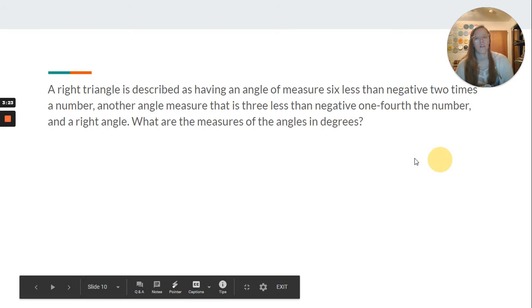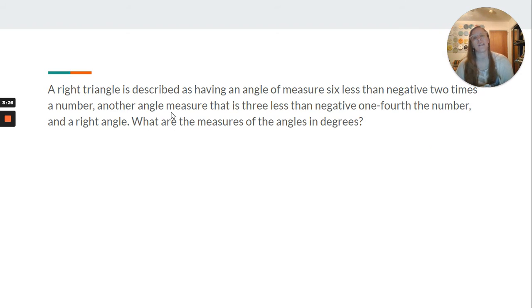Okay. One more. A right triangle is described as having an angle of measure 6 less than negative 2 times a number. Another angle measure that is 3 less than negative 1/4 the number, and a right angle. What are the measures of the angles in degrees? So we know that our equals is going to be 90, but we also have an angle measure 6 less than negative 2 times a number. So our number is x. Another angle measure 3 less than negative 1/4 the number. So negative 1/4 x minus 3.